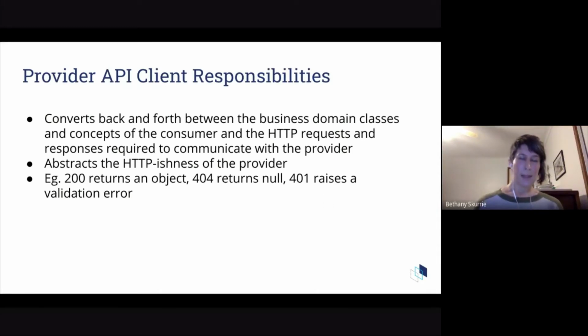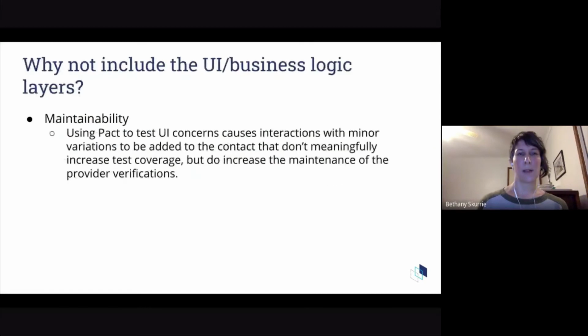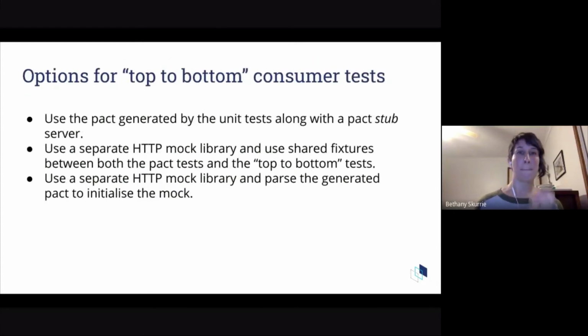So there's going to be something in your code that converts the consumer concepts to HTTP concepts, and that's really what you want to be testing. So the data access layer, the API client. For maintainability reasons, we don't want to include the UI in there and all the business logic. I've seen this happen, and the teams that have done this have really regretted it.